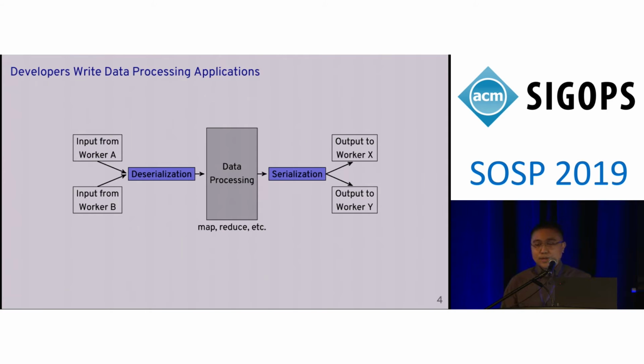So first, let's step back for a minute and think about what a data processing application might do. Here, this is a worker node which receives input from other worker tasks in the form of native bytes. These bytes are then deserialized into objects. The data is then processed as objects, and the objects are passed through some function, such as map or reduce. Then the output objects are serialized back into native bytes and sent to the next workers.